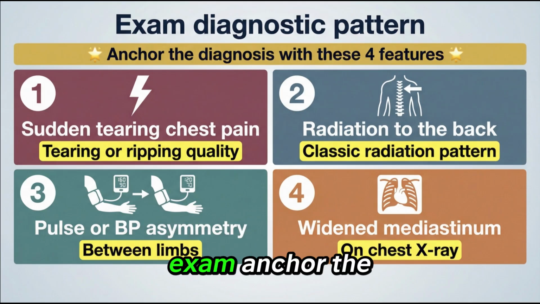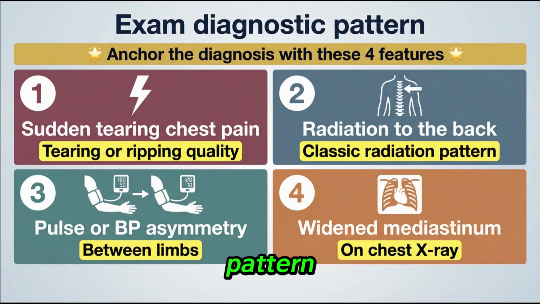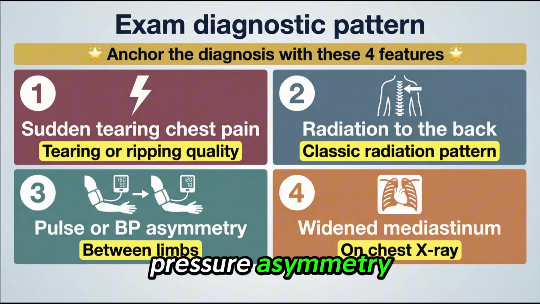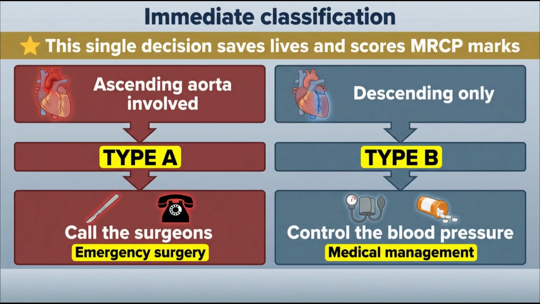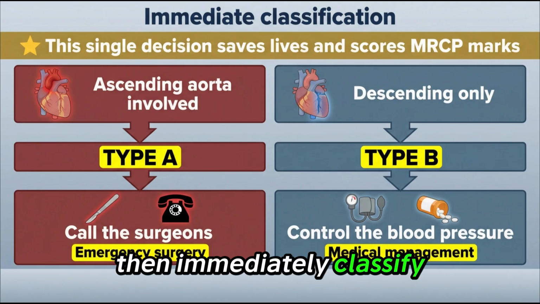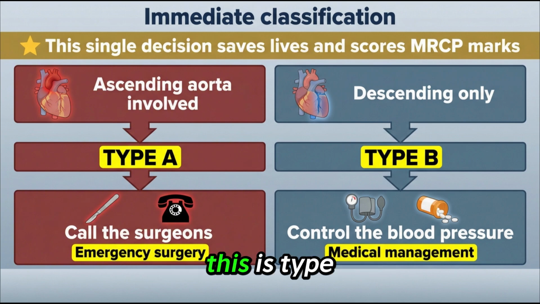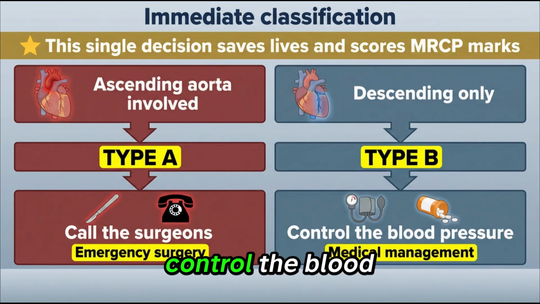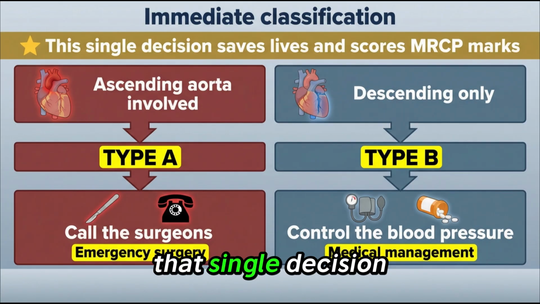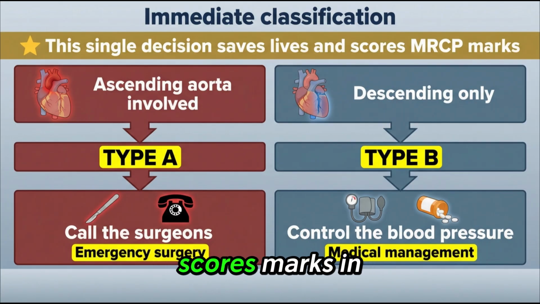So for the exam, anchor the diagnosis with this pattern: sudden tearing chest pain, radiation to the back, pulse or blood pressure asymmetry, and a widened mediastinum on chest X-ray. Then immediately classify. Ascending aorta involved. This is type A. Call the surgeons. Descending only. This is type B. Control the blood pressure. That single decision saves lives and scores marks in the MRCP.